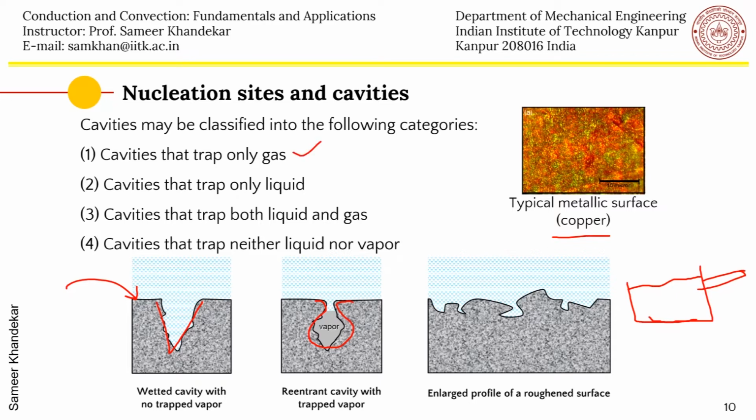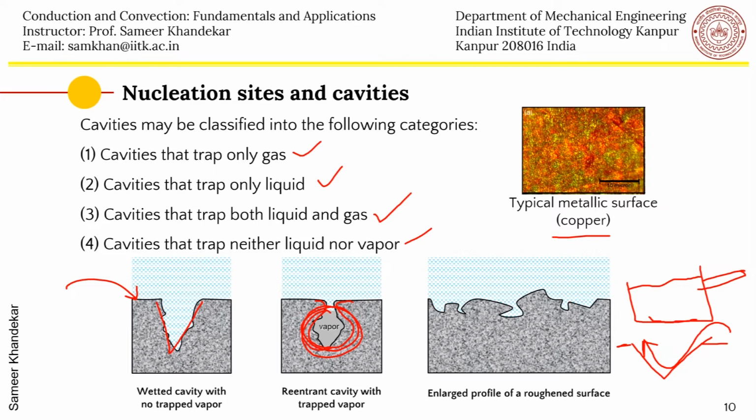We will not go into too many details about this process, but it is sufficient for you to understand that there are certain cavities which can trap gas, so that, for example, here in this cavity, the gas or vapor is getting trapped, and some of the cavities can trap liquid as well as gas, and some of the cavities can neither trap liquid nor vapor. So this natural roughness may have different types of shapes. We cannot analyze all the shapes, but we can model them as conical cavities with a certain angle and a certain depth.